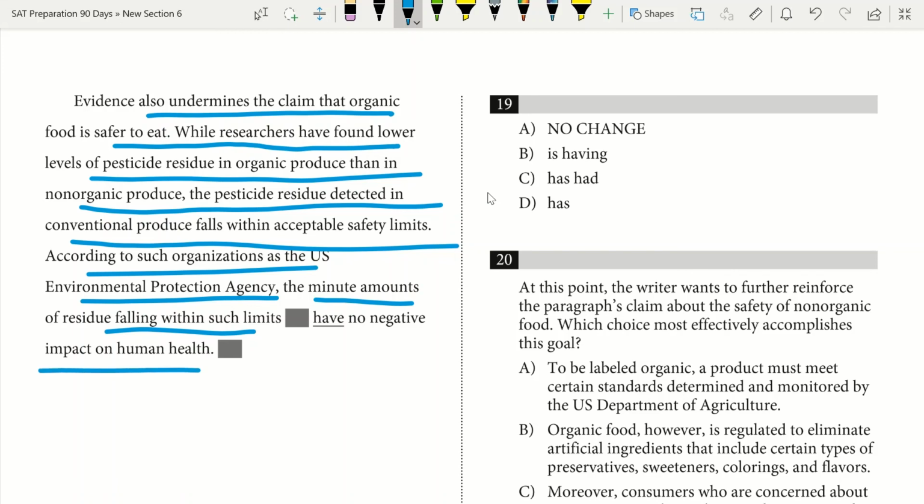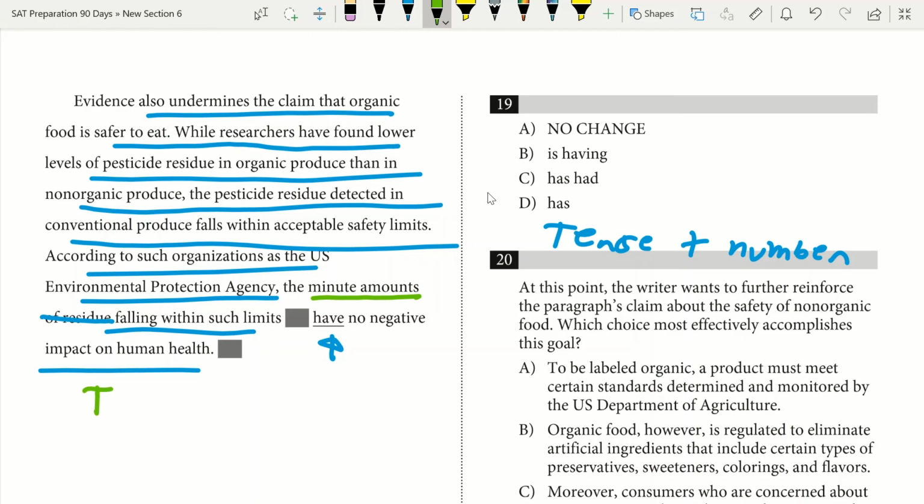This one is testing our ability to judge tense and number. Keep in mind the word "have" is a verb, so we want to match it in number to whatever our subject is. We also want to match it in tense. According to this organization, the minute amounts of residue falling within such limits. So when we say the word "have," we're referring to the minute amounts of residue. "Of residue" is a prepositional phrase, so we don't consider it, and we can cross it off. Our subject then is "minute amounts." "Minute amounts" is plural.